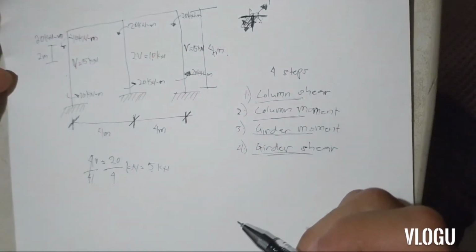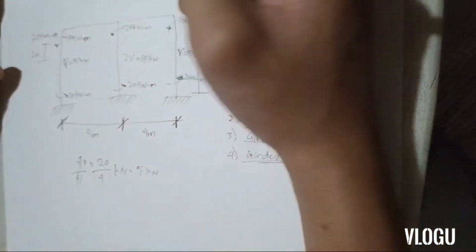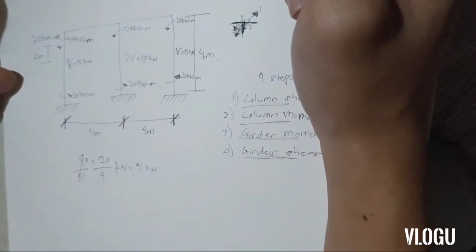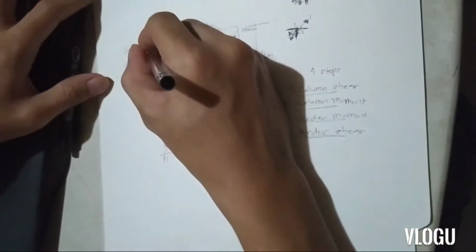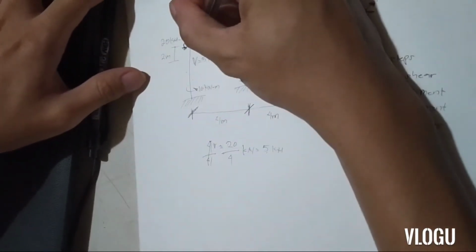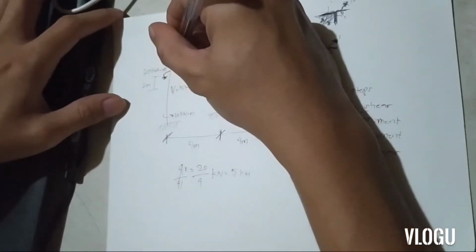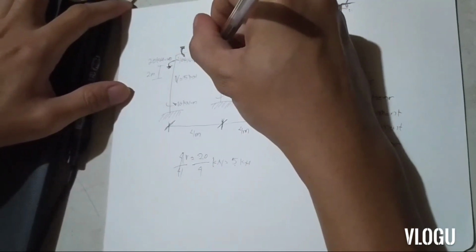So, after natin sa column moment, punta na tayo sa girder moment. Ang approximate kasi dito is kung ano yung ginawa nating rotation dito, ganun din yung gagawin natin dito. Pero dito is clockwise siya.